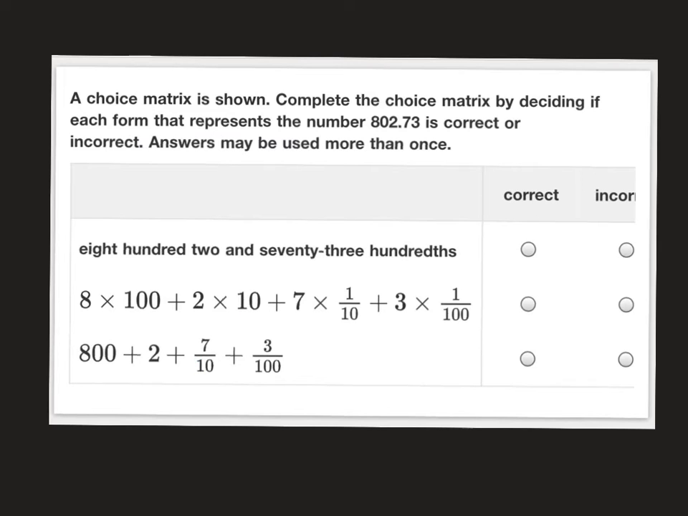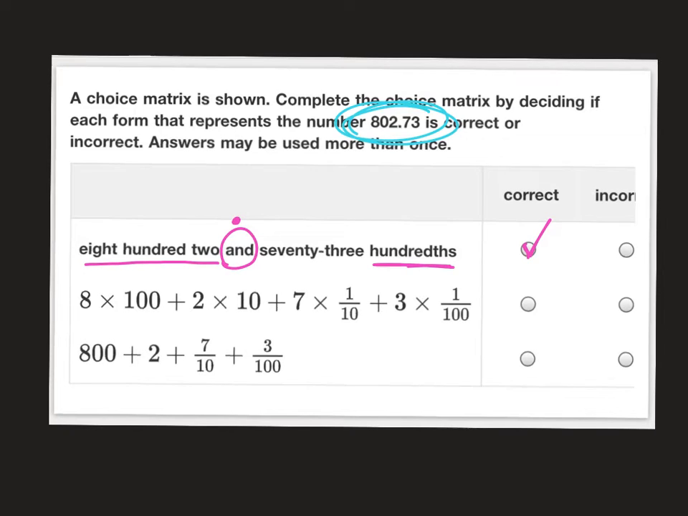All right, this one is giving you one of those choice matrix. They're saying that they have this number right here. And what they're wanting to know is, are all these representations of that number? So we're going to check correct or incorrect. So if I look at this and it says 802, okay, so I would say that's the correct whole number. And remember, that's where my decimal goes. 73 hundredths, so the 73 would have to stop at the hundredths place, which is 2 places after the decimal, so that is correct. So we're going to mark correct on that one.